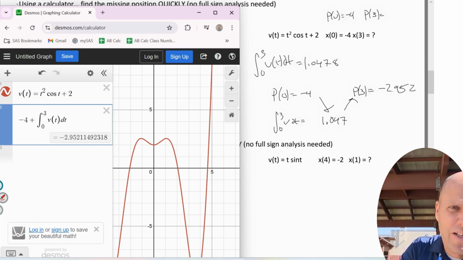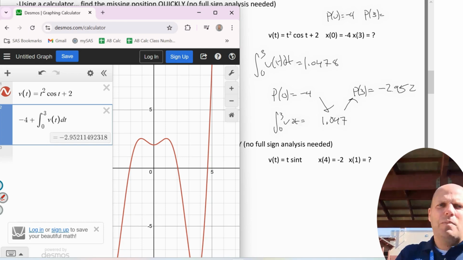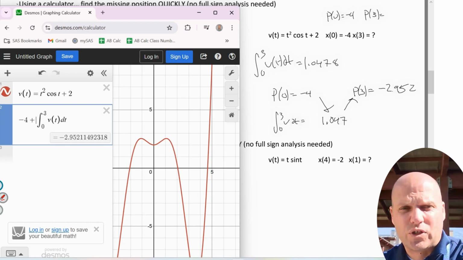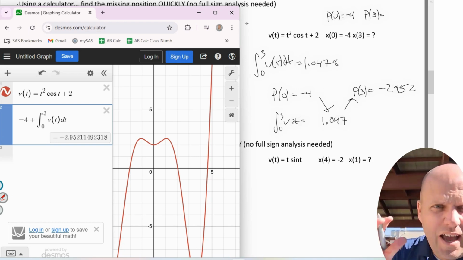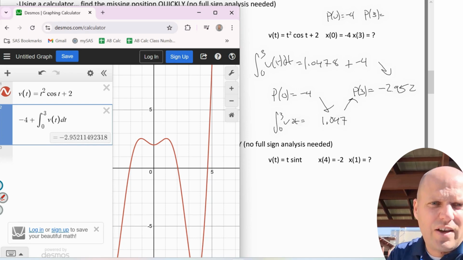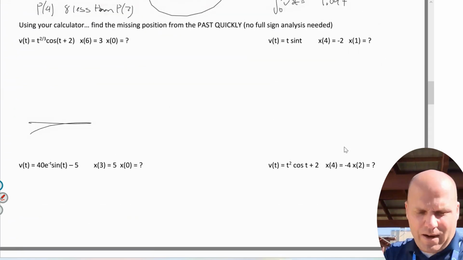And for a free response, they would want you to do some acknowledgement that you've accumulated your velocity. So this 1.0478 needs to be written down. And you need to have the idea that you took that and added -4 to it so that you got that value. Okay, we're going backwards.